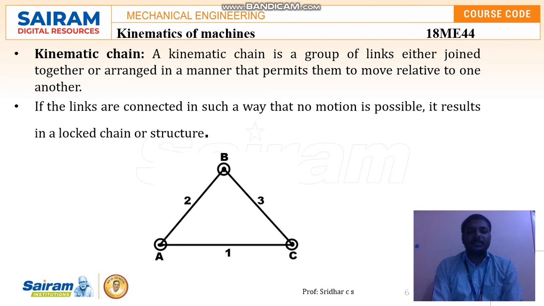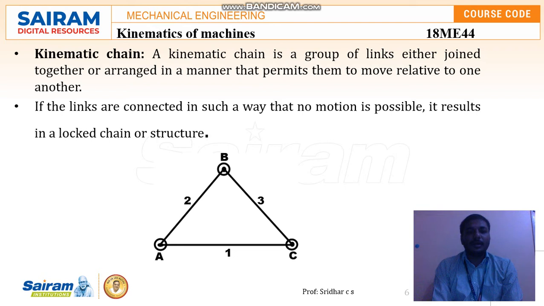Mainly, the kinematic chain is nothing but a group of links either joined together or arranged in a manner that permits them to move relative to one another. As we know, each kinematic link has relative motion with respect to the other link. If it does not have relative motion with the other, then we can't consider it a kinematic link. When we want to transmit any motion or convert motion in a mechanism, we require a number of links. The motion from one form to another form will be transmitted through the links only.